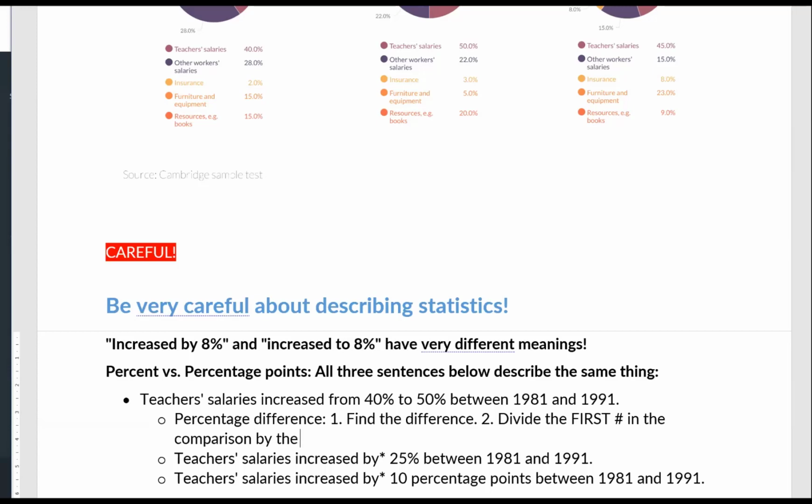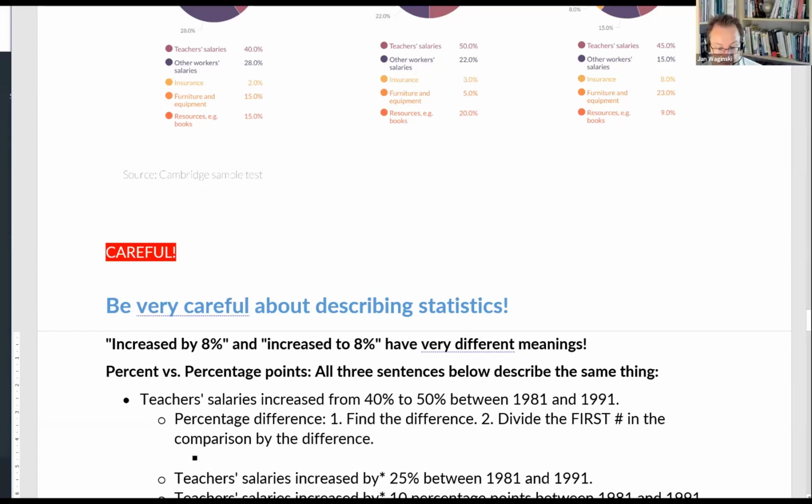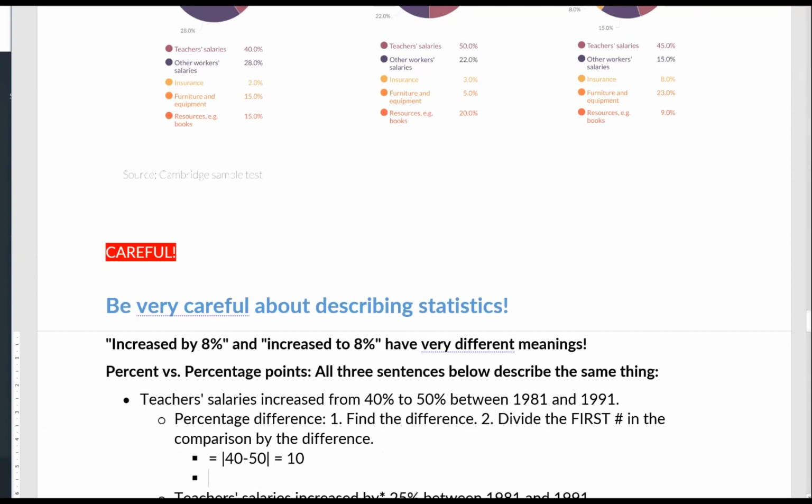And the comparison. So in this case, the difference is 10. I'll put the absolute value signs, because the direction doesn't matter. 40 minus 50 gives you 10. 10 divided by 40.